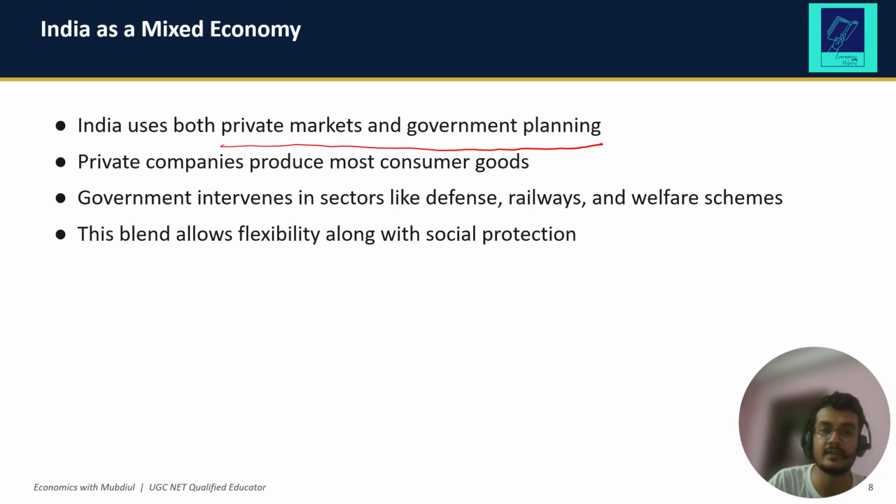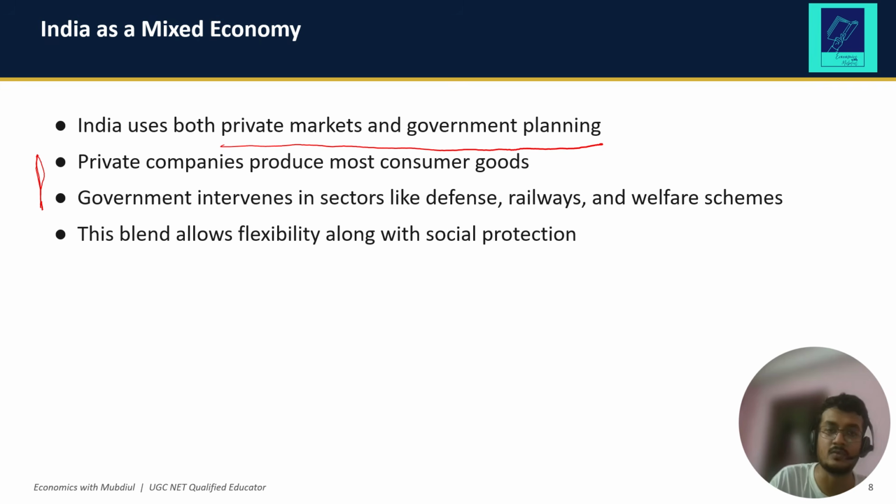Now, think about sectors such as national defense, public welfare programs, and major public infrastructure. Here, the government has an important role because these services are considered essential for society. The government has also introduced schemes to support vulnerable groups, improve education, strengthen healthcare, and promote public welfare. This combination of private enterprise and government intervention is what makes India a mixed economy.